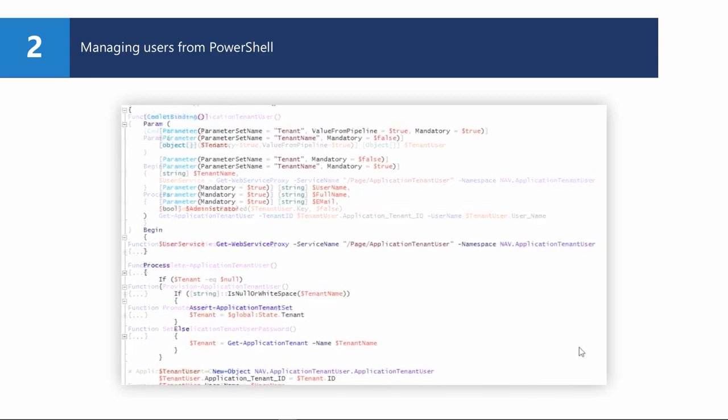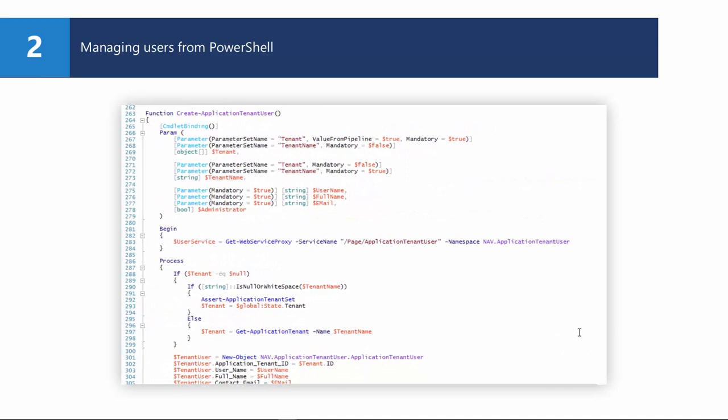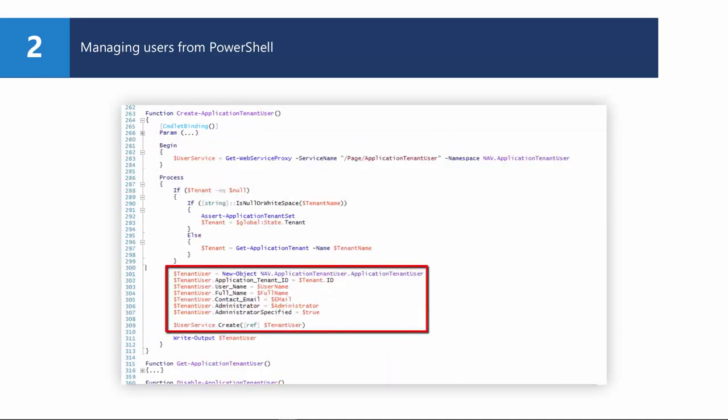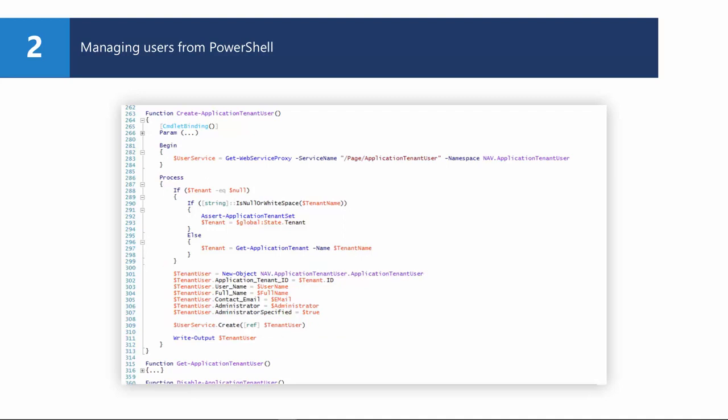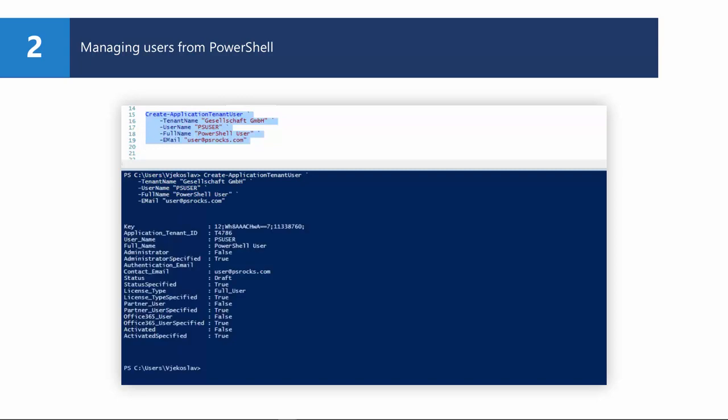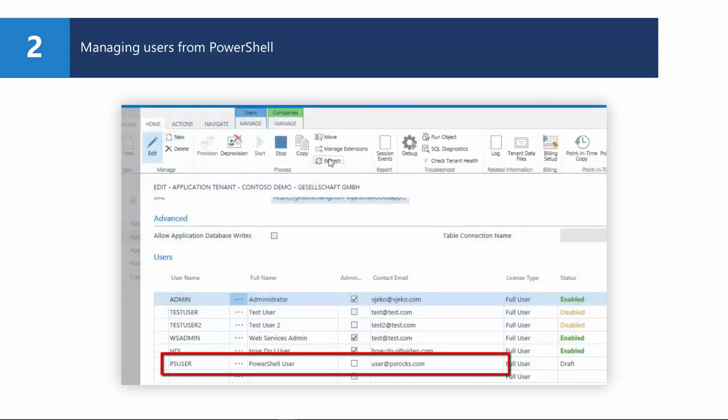Let's see another one, createApplicationTenantUser. It creates a new instance of the application tenant user object, sets its properties and then calls the createSoap method and finally writes the created user to the pipeline. I can call it to create a new user like this. It creates a new user on the specified tenant.